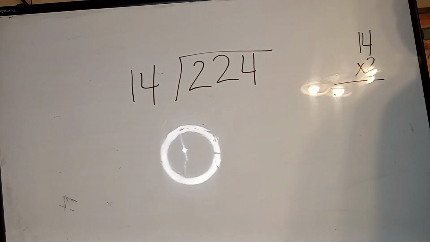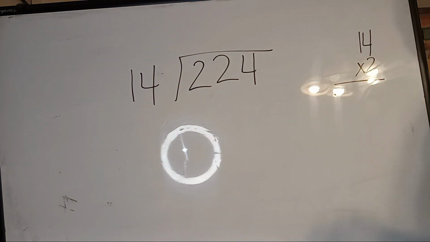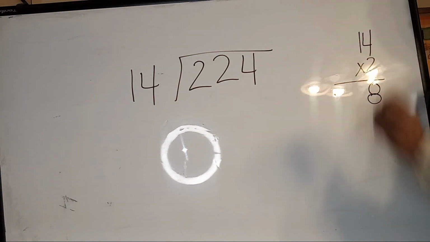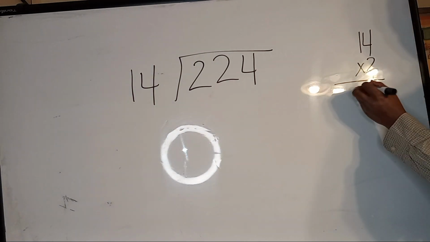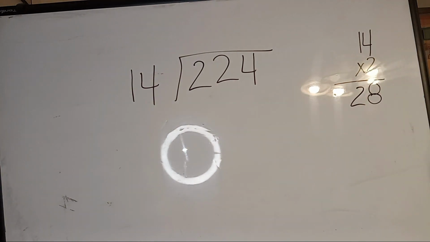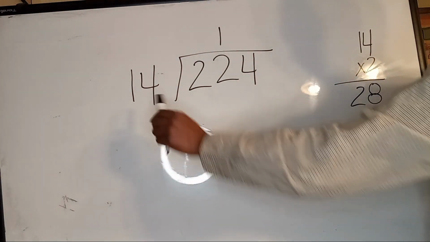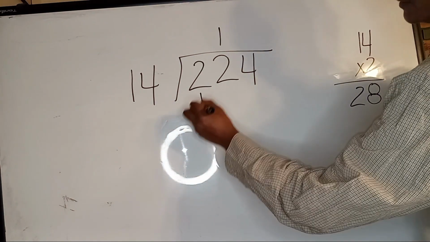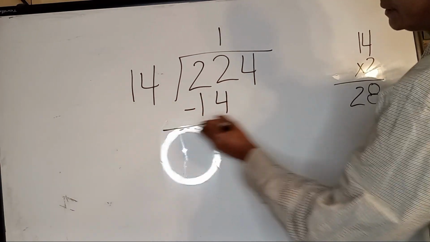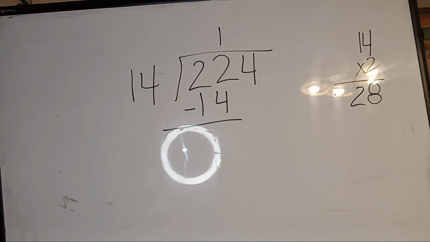14 times 2. So, what's 2 times 4, Jamir? 8. All right. And what's 2 times 1? 2. All right. So, we came up with 28. But 28 is too big, so we cannot use 2 groups. We can only use 1. So 1 times 14 is how much, Jamir? 14. So we put that 14 right here up underneath the 22, and now we're going to subtract.